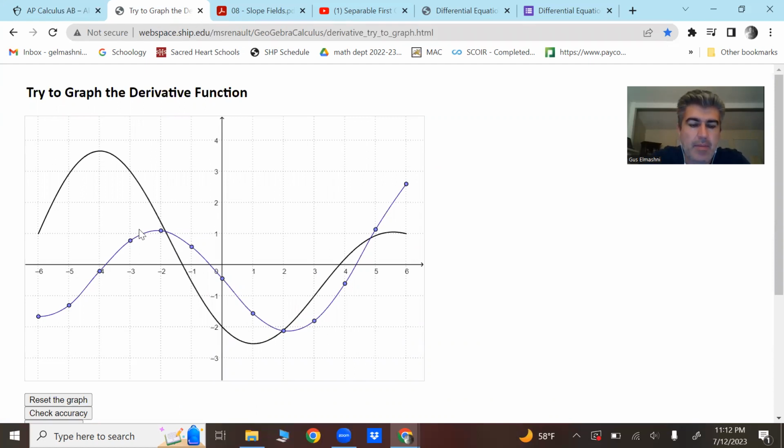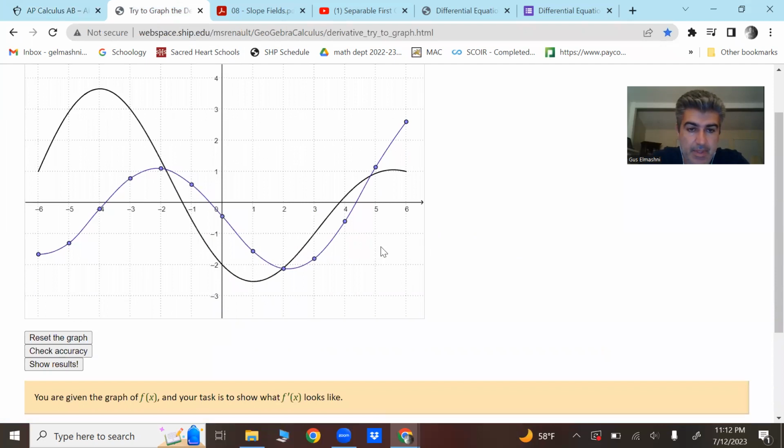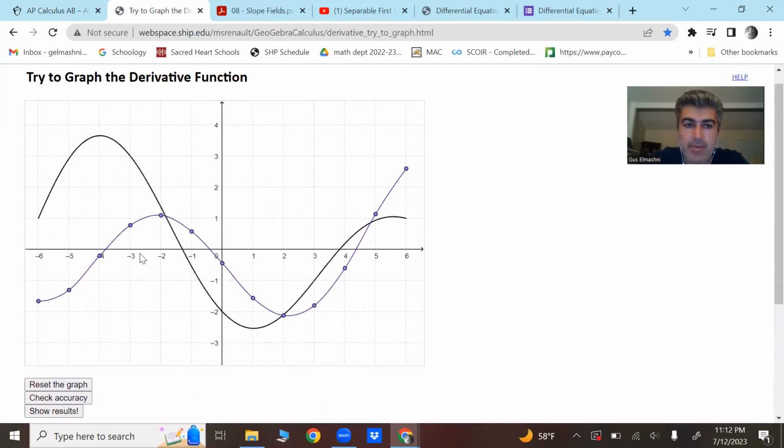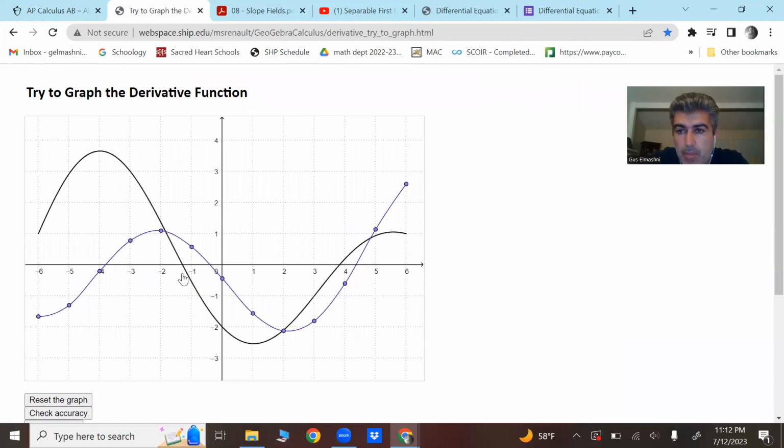This is a pretty fun activity because what you get to do is see how accurate you are drawing the derivative from the original graph. The solid black curve is the original function. The curve of the dots that looks kind of bluish is going to be the derivative. So you'll need to move these dots around so that you're getting the proper slope at various points, which will help you draw slope fields in the next activity.